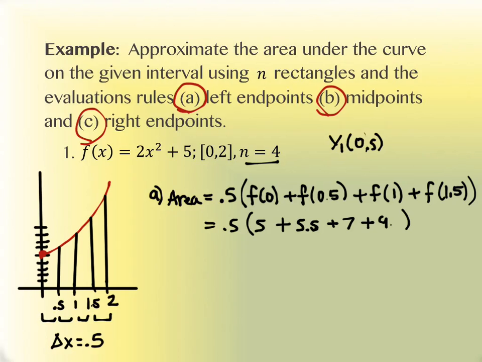9.5? Fabulous. All right, so grab your calculator, add together 5 plus 5.5 plus 7 plus 9.5, hit enter, and then put times 0.5. What do you get? 13.5.